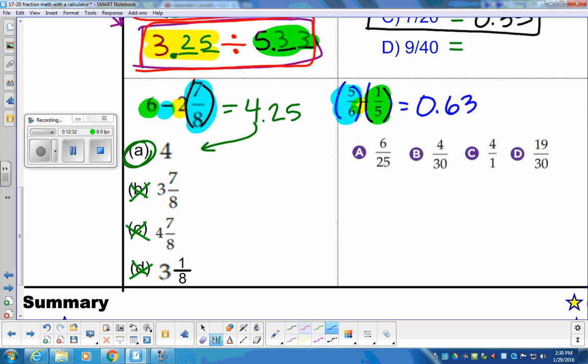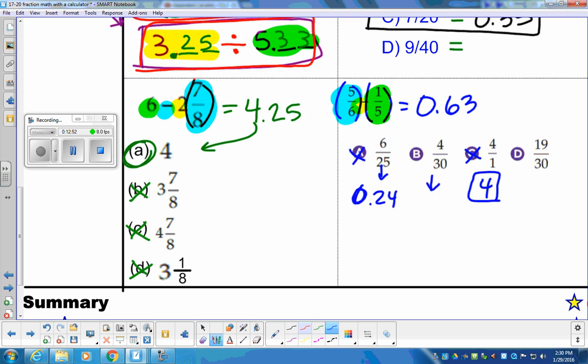So I'm looking for which one of these is 63 cents. As I'm scanning, I know C is out because that's $4. Going ahead and plugging in the other ones, just using my calculator, 6 divided by 25, part A. I put 6 divided by 25 in my calculator and I get 24 cents. Not looking good for part A.